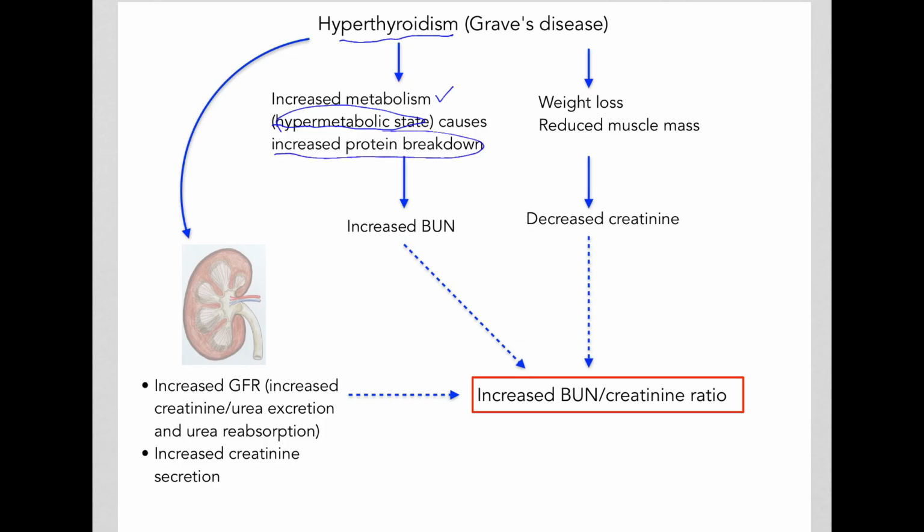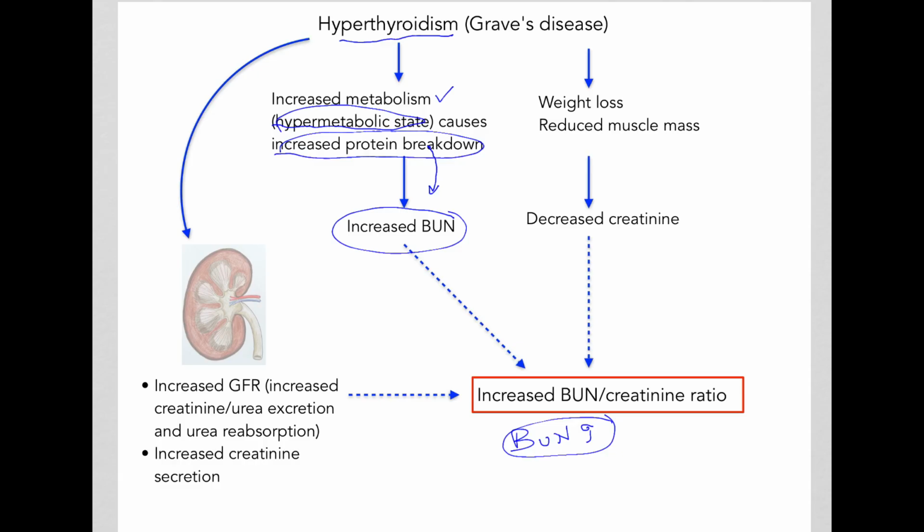and that leads to increased protein breakdown. Okay, and because more amino acids are being broken down, catabolism of amino acids, that's going to increase your urea synthesis by the liver. So the BUN is going to increase.